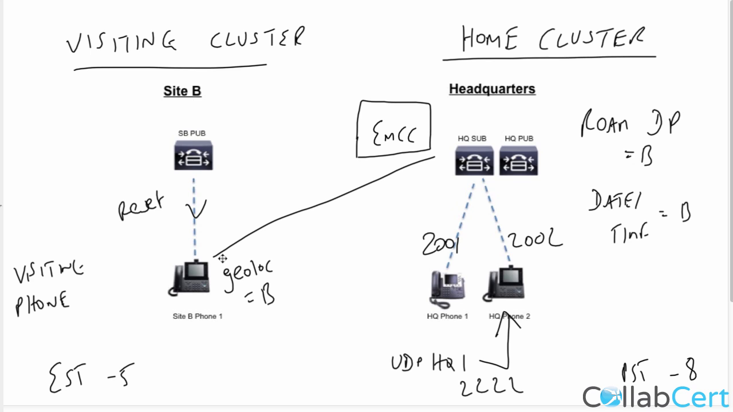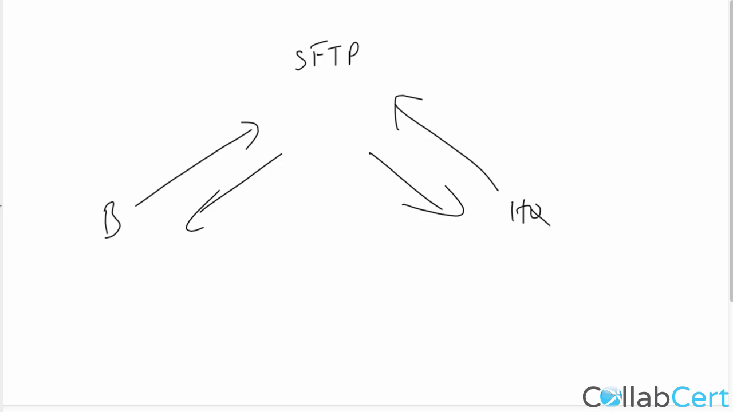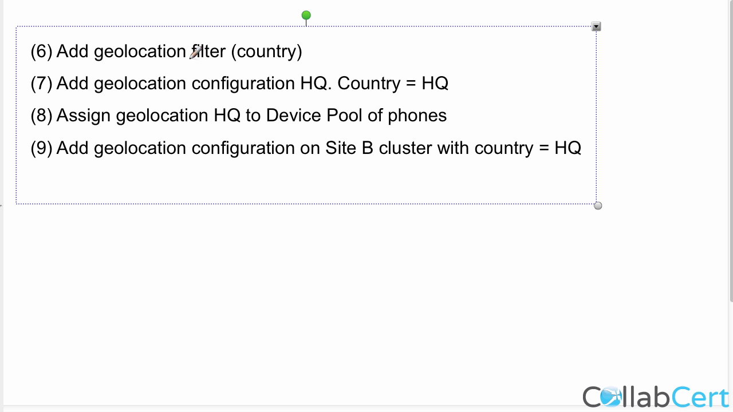So let's just say we have a third cluster, Site C cluster, that's in the UK. The geolocation will be sent to HQ, and we'll have a roaming device pool for Site C, or the UK site or cluster. Alright, so we'll have one roaming device pool for every cluster that is enabled for extension mobility cross-cluster. I won't do that just yet. I just thought I'd mention it. This would be the next thing I would do logically in my process. I would add geolocation filters.